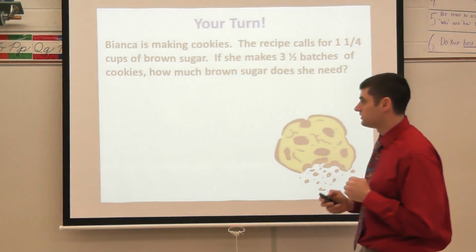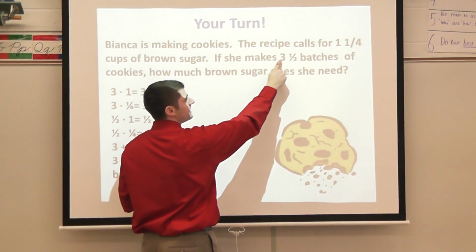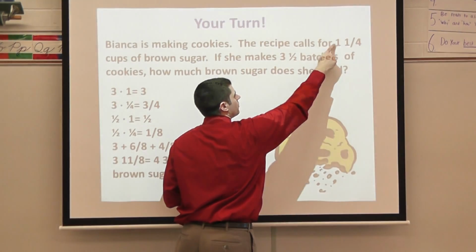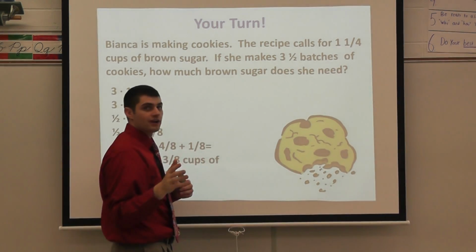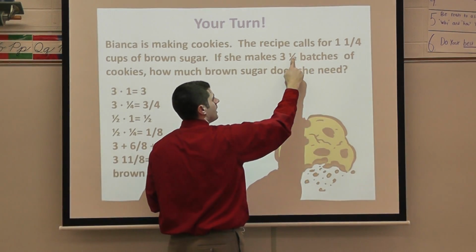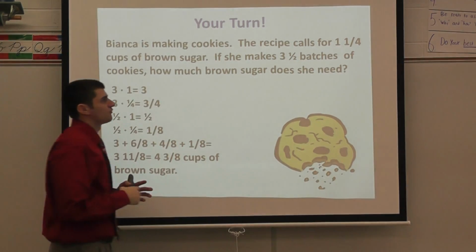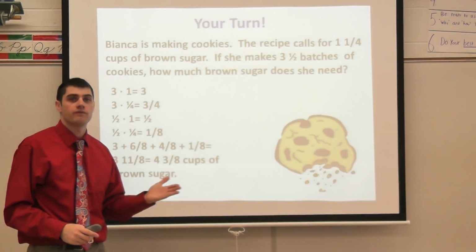Now there's going to be 2 steps in this first method. I'm still using the distributive property. I'm going to take the 3 and distribute it to the 1. I'm going to take the 3 and distribute it to the 1/4. But then I have a half here too. So I have to take the half, multiply it times the 1, and the half, multiply it times 1/4, because I'm multiplying 3½ times 1 1/4.